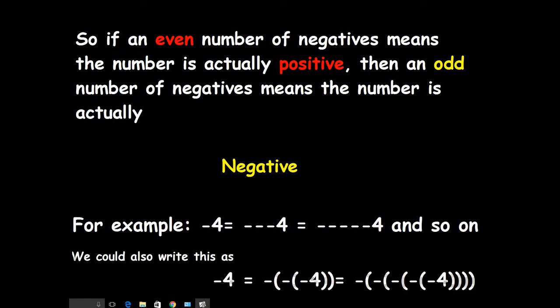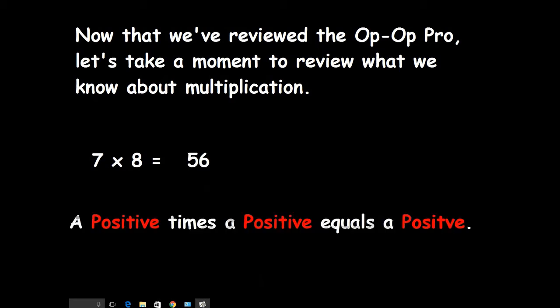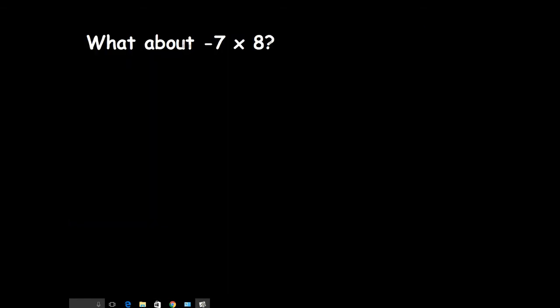All right, so moving on, we know that an even number of negatives means it will be positive, and an odd number means it will be negative. So now that we've reviewed the op prop, let's take a moment to review what we know about multiplication. 7 times 8 equals what? All right, you guys, remember this is my favorite one. 7 times 8 equals 56. 5, 6, 7, 8. A positive times a positive equals a positive. This is something you guys have known for years.